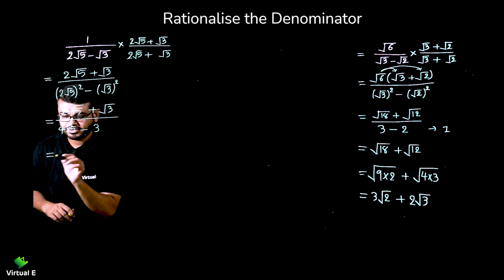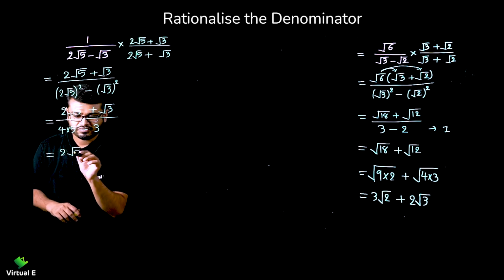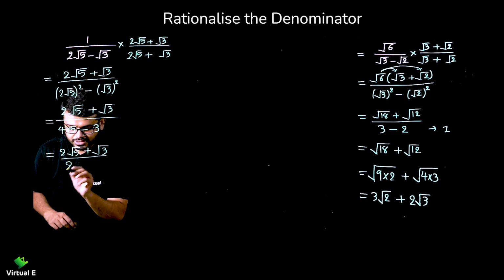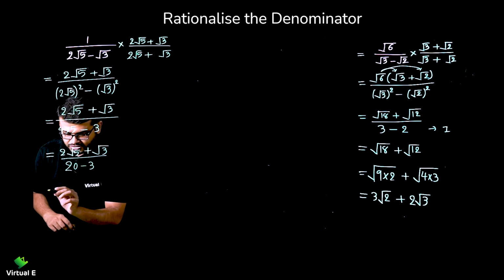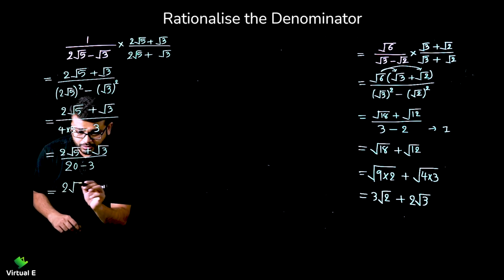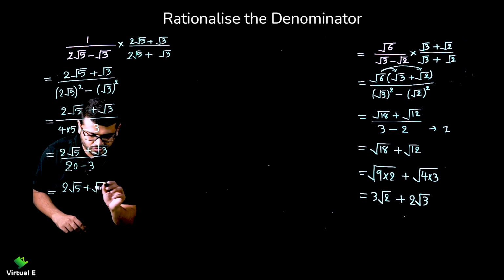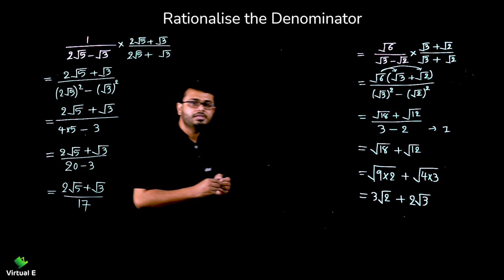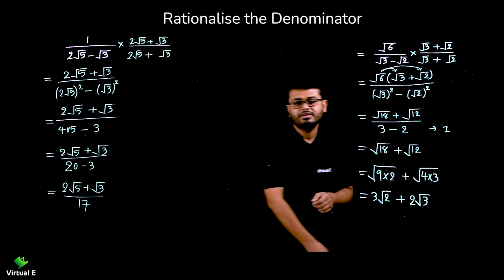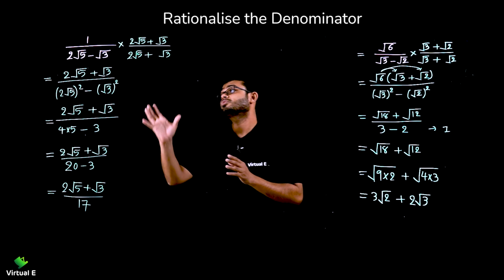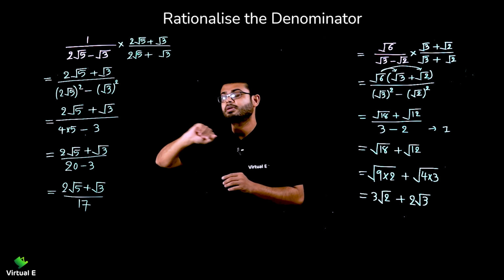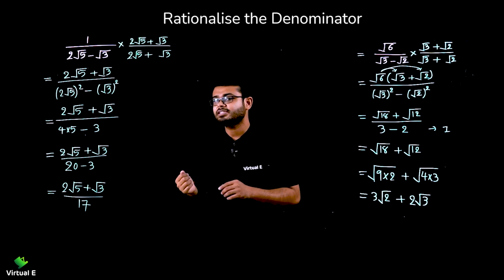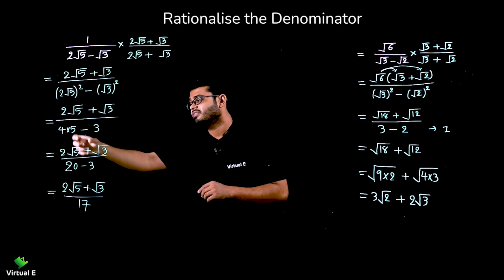So let's simplify further. We have 2 square root of 5 plus square root of 3. Here 4 5s are 20 minus 3. So we have 2 square root of 5 plus square root of 3, and denominator 17, right? Simple, right? So this is how we deal with the negative sign as well. We just need to make sure that we write the conjugate properly, then multiply numerator with the numerator, and for the denominator we apply the identity only. Be careful while you simplify the denominator.